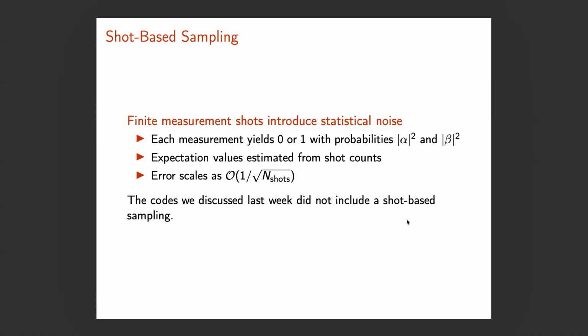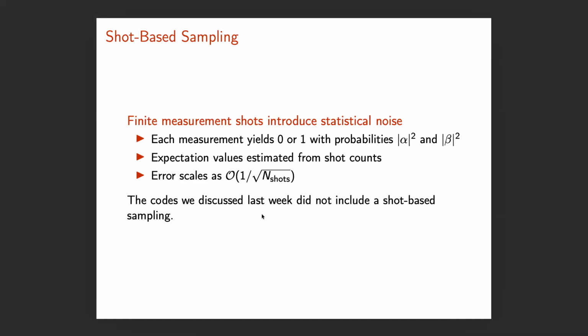And the typical way you do that, if you think of a superposition, is that we would count the number of zeros and the number of ones, qubit 0 and qubit 1. Qubit 0 has a probability alpha squared, and qubit 1 a probability beta squared. Then the expectation value is estimated from what we call the number of measurements, or popularly the number of shots. And the total error, the standard deviation, scales like 1 over the square root of the number of measurements, the number of shots.